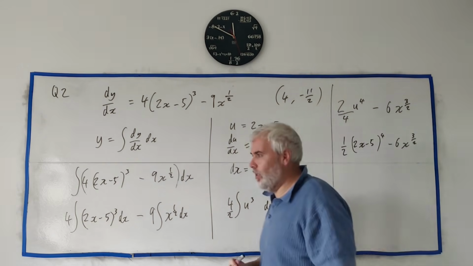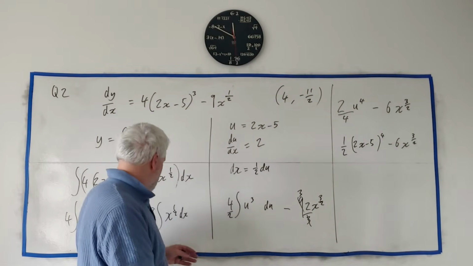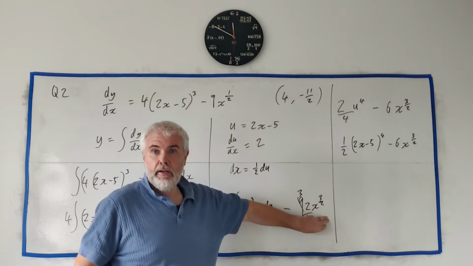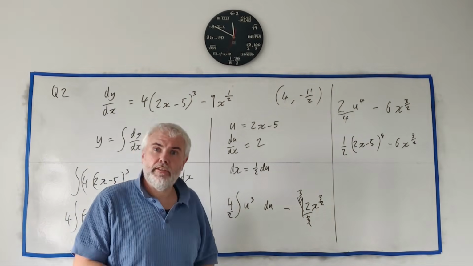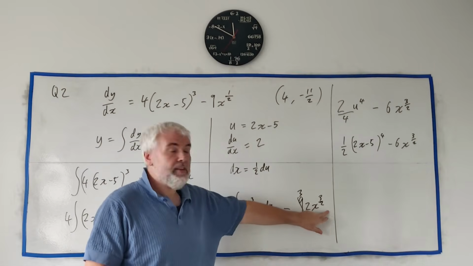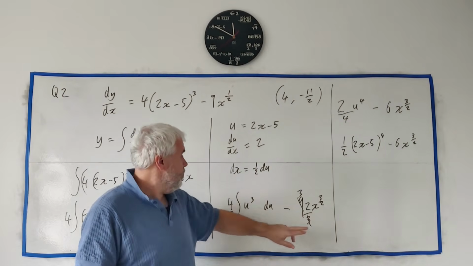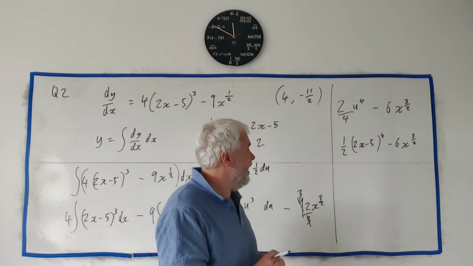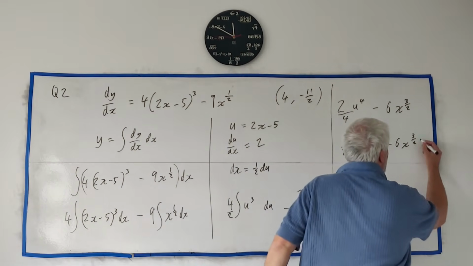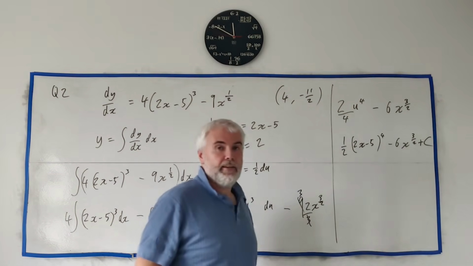Now I've left something out there. I probably first should have put it in here. When you integrate and they don't give you any limits, we get a constant. So a constant should have appeared here. Another constant should have appeared here. Two constants add together, we get a constant. So I'll just add it all in at the end here.